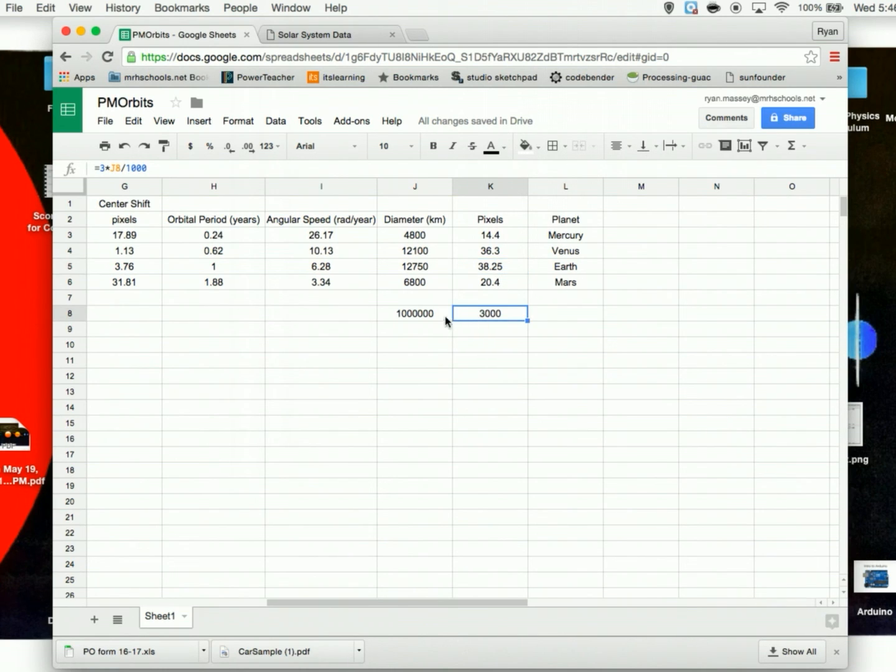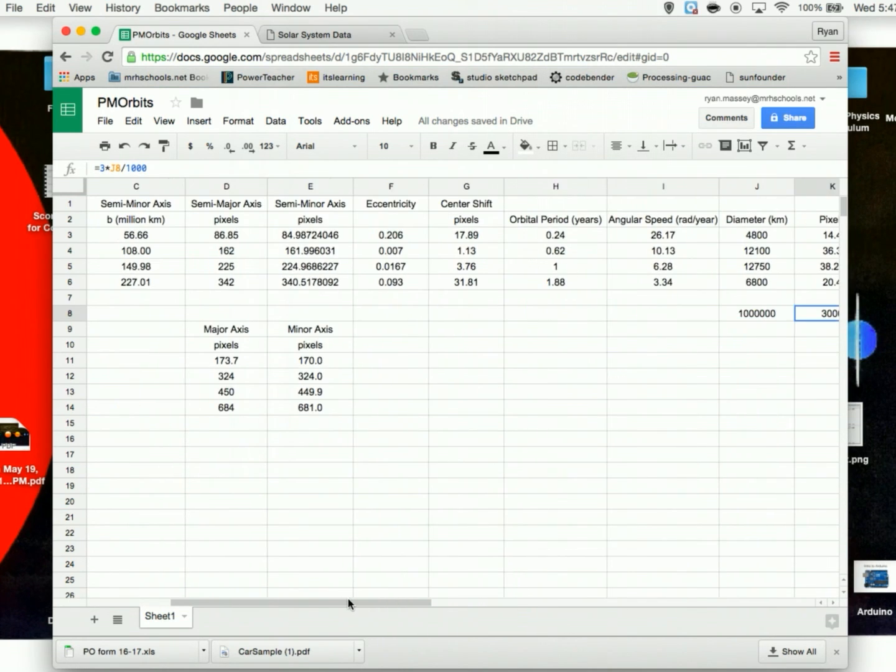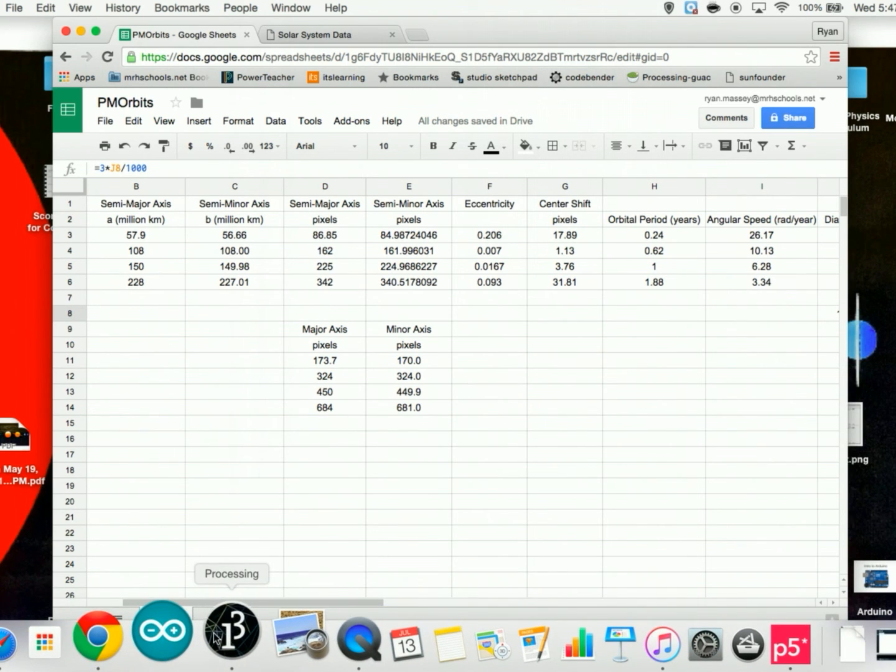And at this scale, since the sun has a diameter of about 1 million kilometers, its diameter would actually be 3,000 pixels at that scale. So let's put these numbers into a processing sketch.